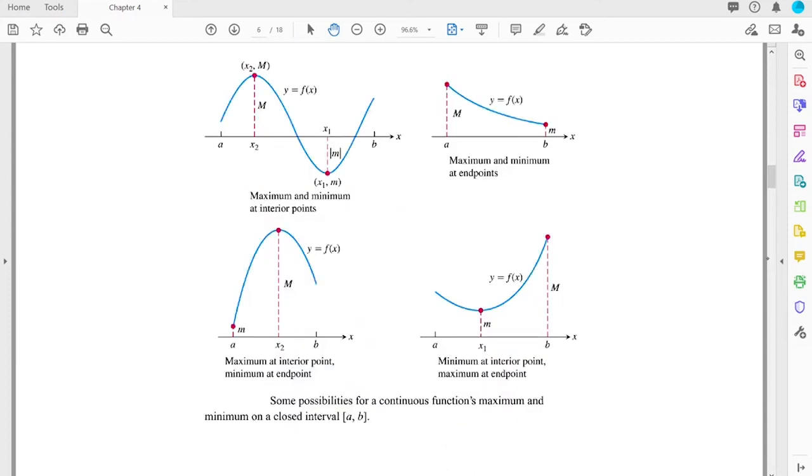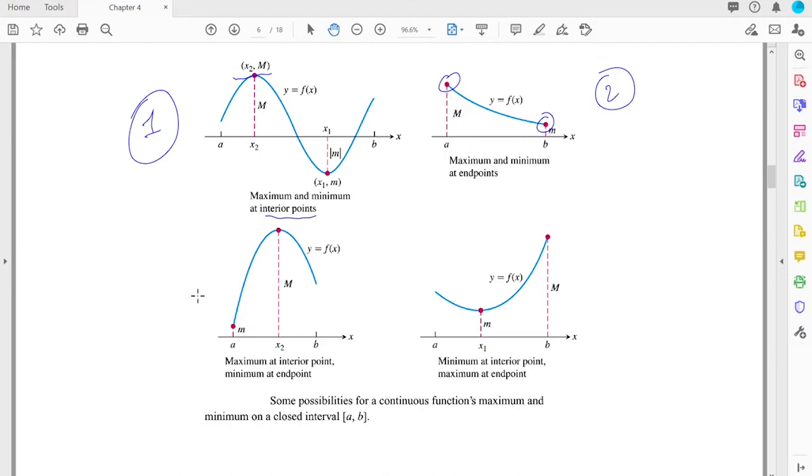So let's see some examples here. In the first graph, as you can see, the function is defined from point A to point B. This is the domain from A to B, and this value, capital M, is the absolute maximum value of this function, and this small m is the absolute minimum value of the function, and both of them are inside the domain, at interior points. If you go to the second example here, this is the maximum value and this is the minimum value. I'm talking about the absolute maximum and absolute minimum, and they are at endpoints.